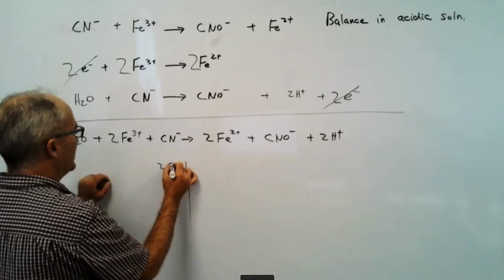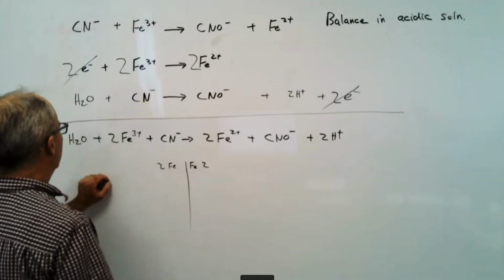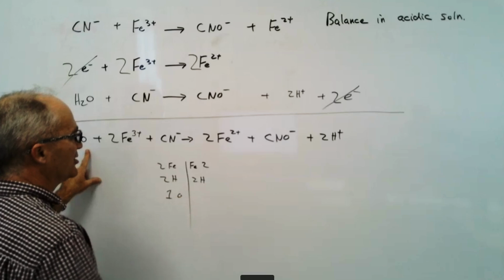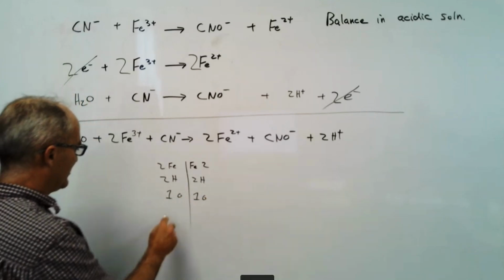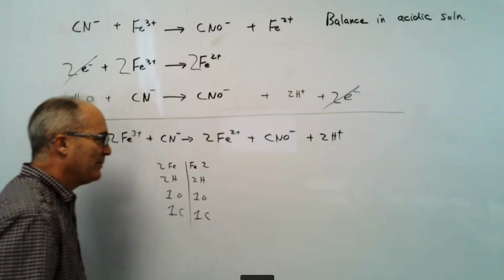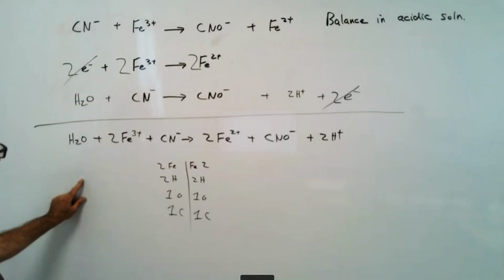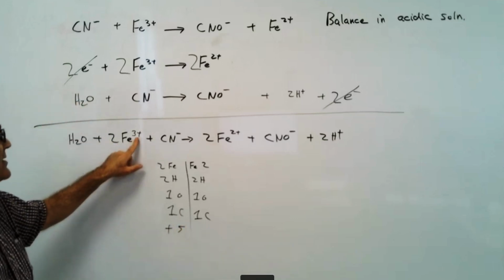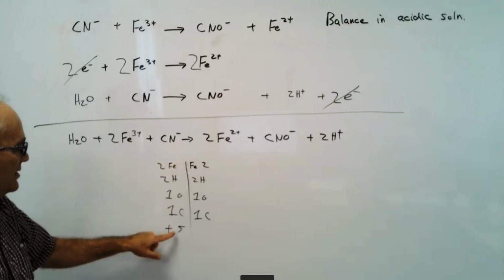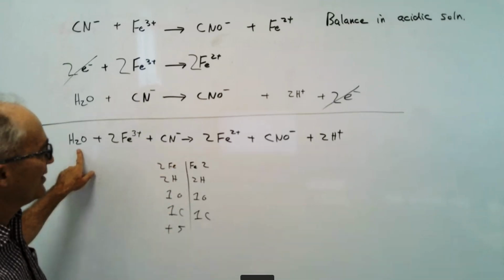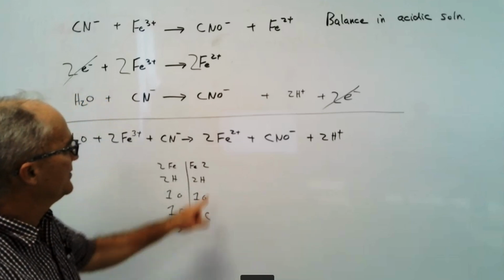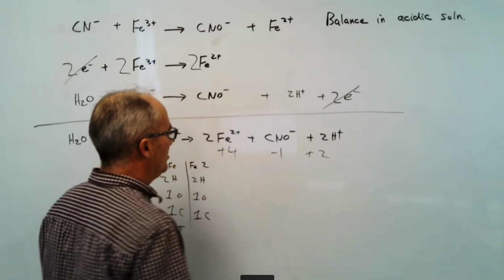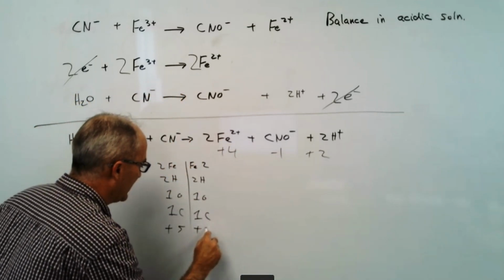Check our answer. I got 2 irons on one side, 2 on the other. Not too exciting. 2 hydrogen. I got 2 hydrogen. How many oxygens? 1 oxygen, 1 oxygen. How many carbons? 1 carbon, 1 carbon. What about charge? Oh, yeah, I'm going to do +5 on this side because I got 2 times a +3 is +6 minus 1. Water doesn't have any charge. All right, so here we come over here, and I got 2 times 2 is +4, summed with a -1, +2. That sums up to +5 as well.